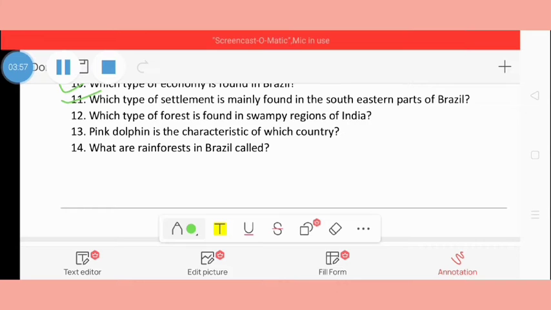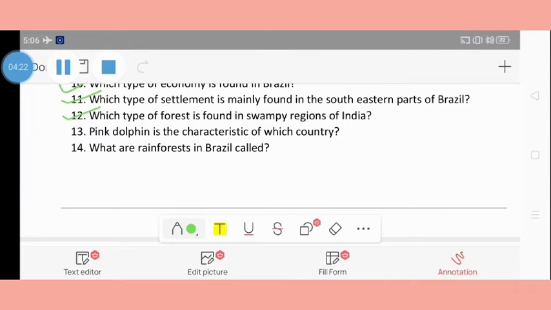12th question. Which type of forest is found in swampy regions of India? Coastal type of forest, for example mangrove forest, is found in swampy regions of India.